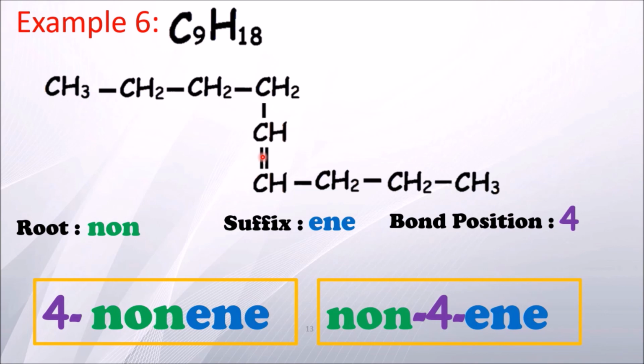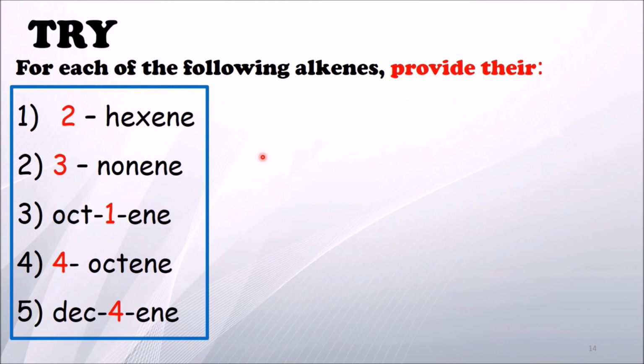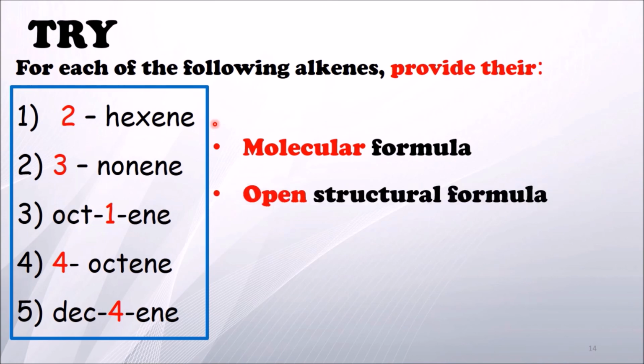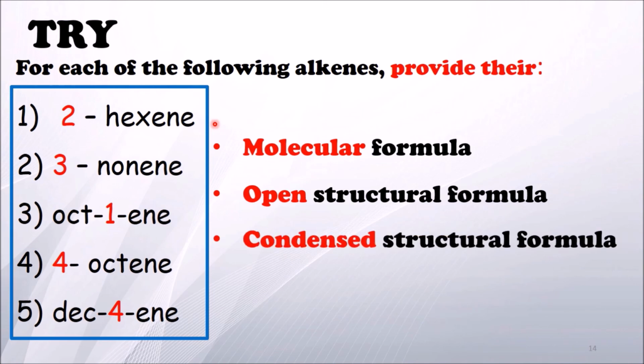Alright, so this was the last example. Last but not the least, now it is time for you to try your hands on these questions. You have 1, 2, 3, 4, 5. These are names of alkenes. For each of them, I want you to write the appropriate molecular formula, and then draw the open structural formula for each. And then lastly, you have to determine the condensed structure.